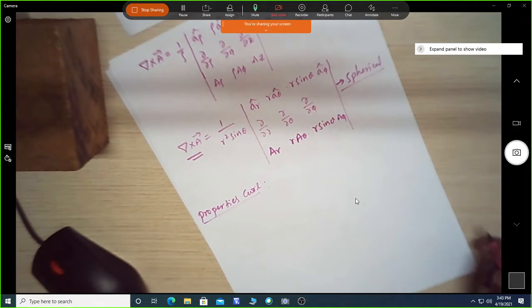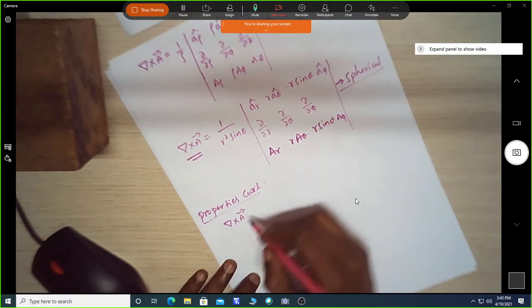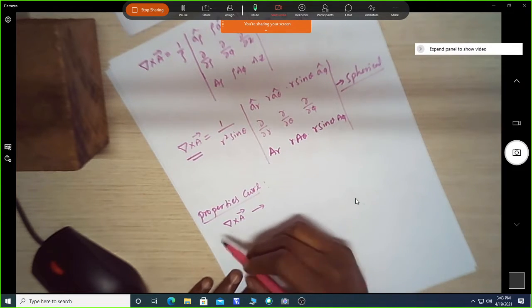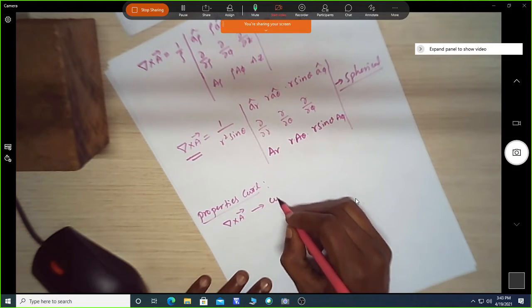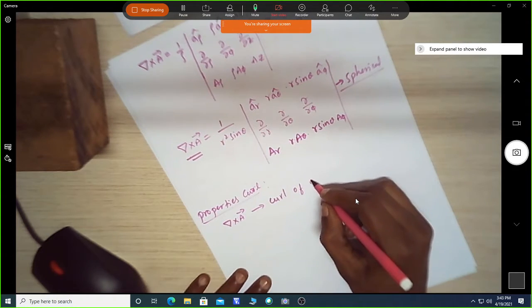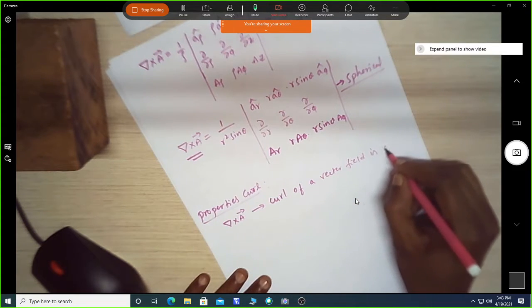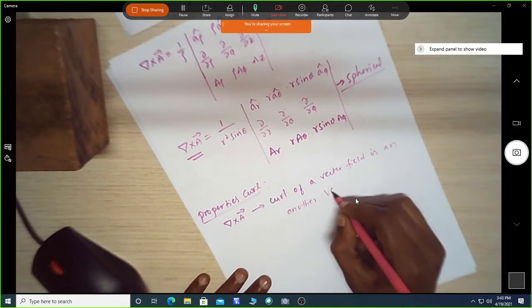As I said, when I take the curl of A, this is a vector. The curl of any vector is another vector. So the curl of a vector field is another vector field.